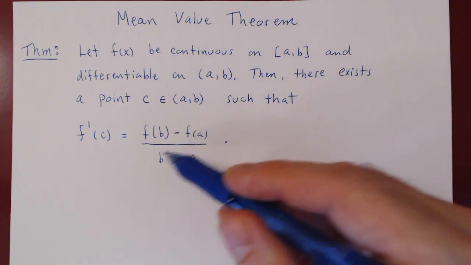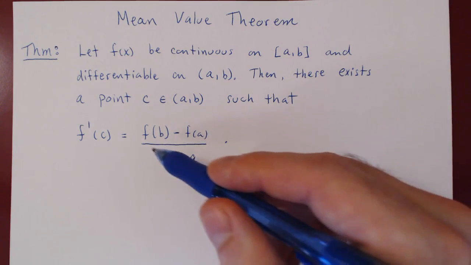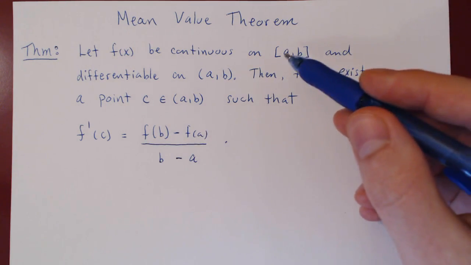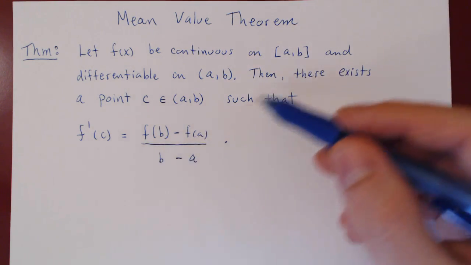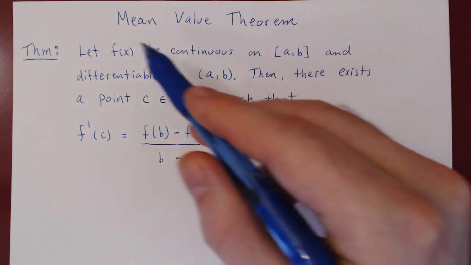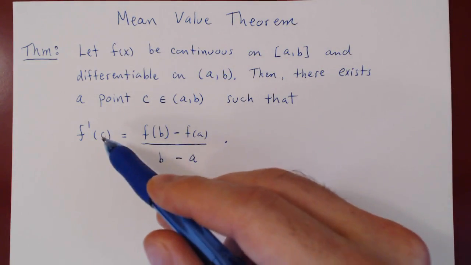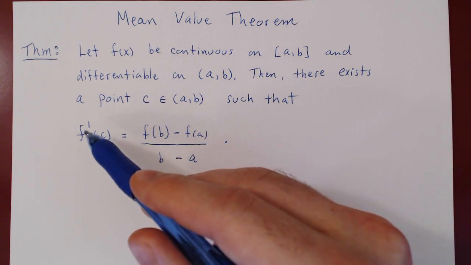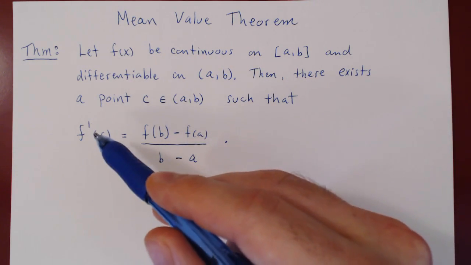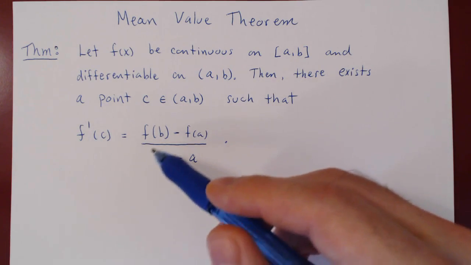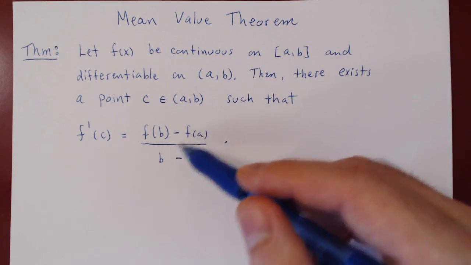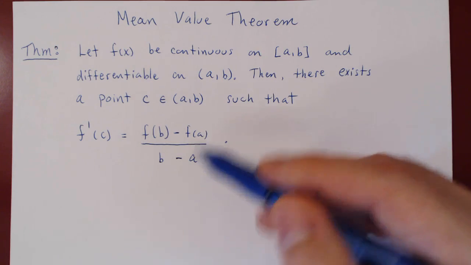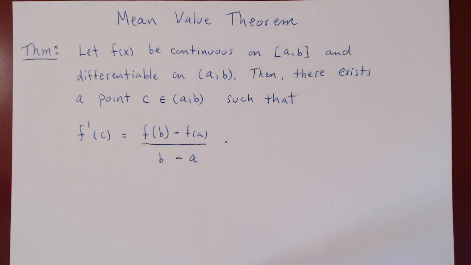So this is the average slope of the function: total change in y over the interval, over total change in x. And so the mean value theorem says that there has to be at least one point between a and b where the derivative of the function at the point c equals the average slope of the function over the interval [a, b]. And that is the mean value theorem.